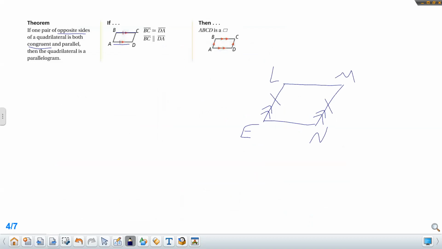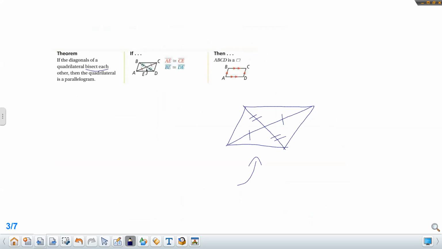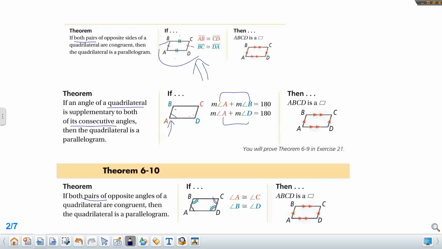Case number five: if you have just two opposite sides, but they are equal and parallel, the figure is a parallelogram. So we are talking about five conditions. You don't need all of them, you just need one of them. If you get one of them, you can say the figure is a parallelogram.